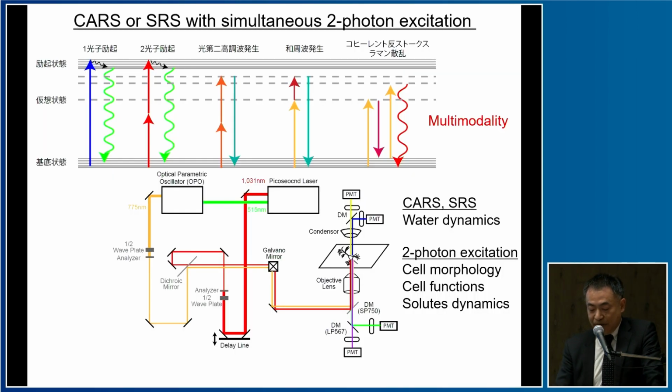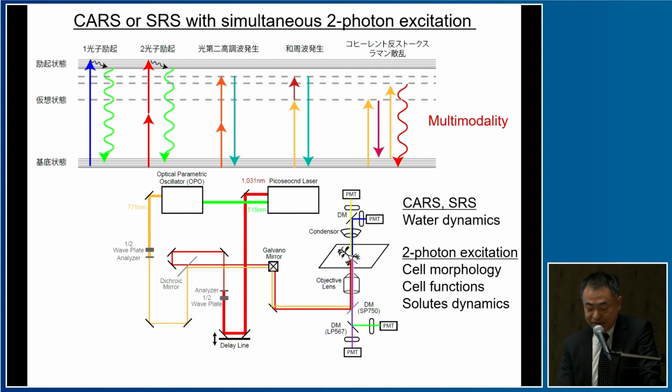And we also developed this further. Recently, we switched from CARS to SRS. SRS is stimulated Raman scattering, which allows better quantitative analysis. By collaborating with Professor Ozeki at the University of Tokyo, we recently set up this microscope.